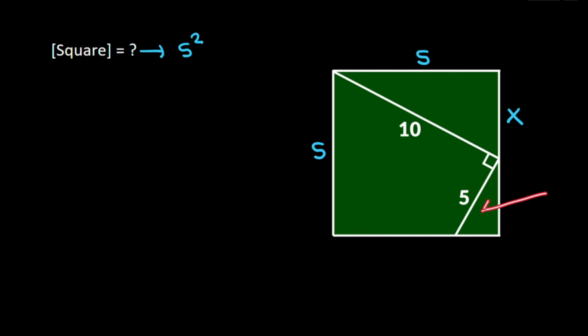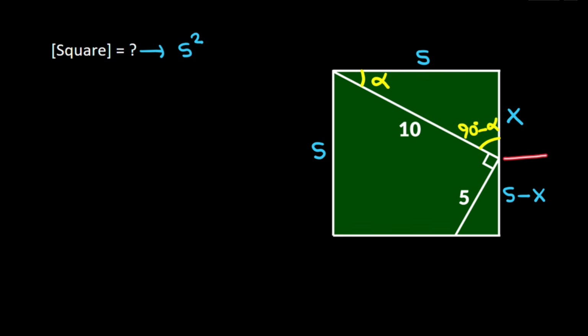Now look at the bottom triangle. Its slanted side is 5, and its vertical side? The whole side is S, but we already used X at the top, so this one is S minus X. Now here's the key idea. Look at the angles. Let's call the angle at the top left alpha. In that top triangle, the other angle becomes 90 minus alpha.